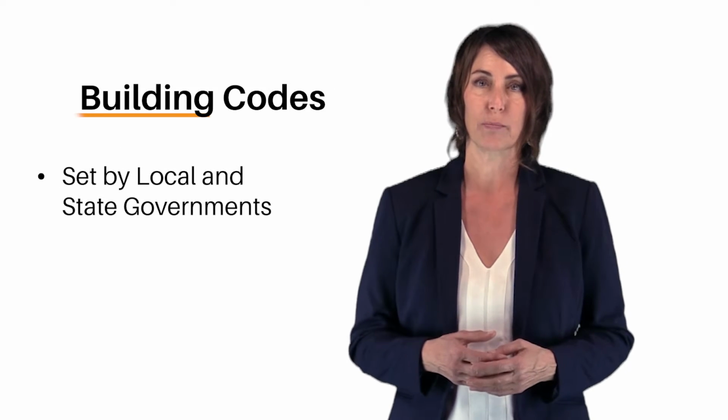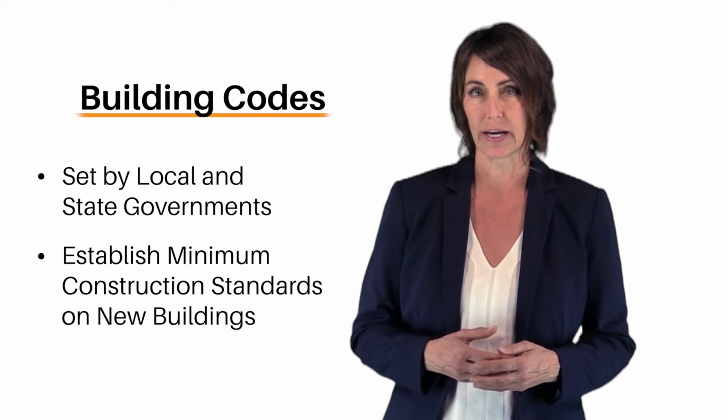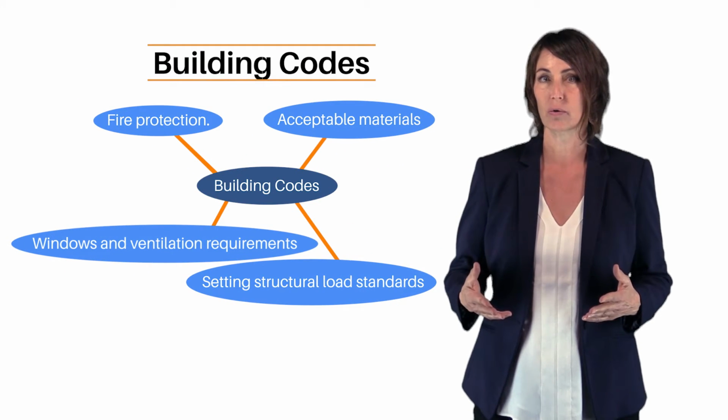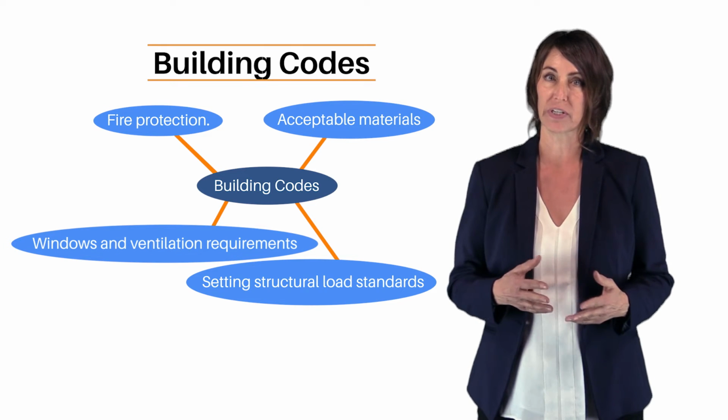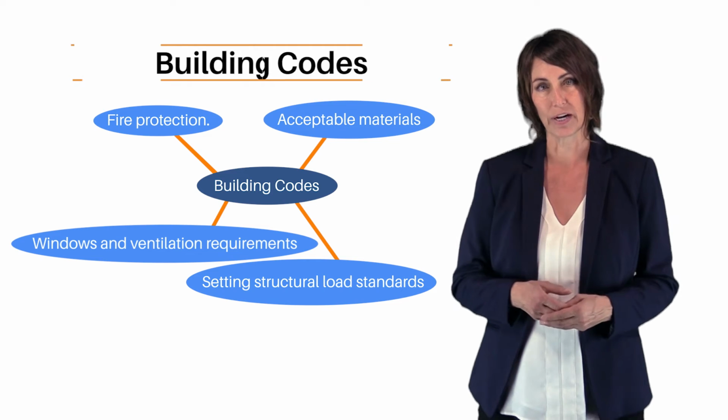Building codes are set by local and state governments and establish minimum construction standards on new buildings. These can include setting structural load standards, acceptable materials, windows and ventilation requirements, and fire protection.